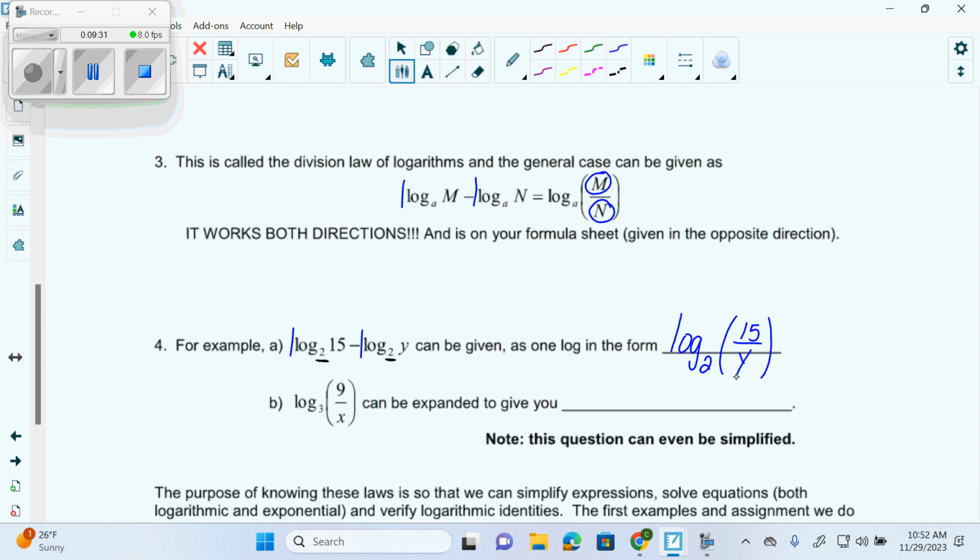So you'll get log base 3 of 9 minus log base 3 of x. And then what is log base 3 of 9? 2. 2 minus log base 3 of x.